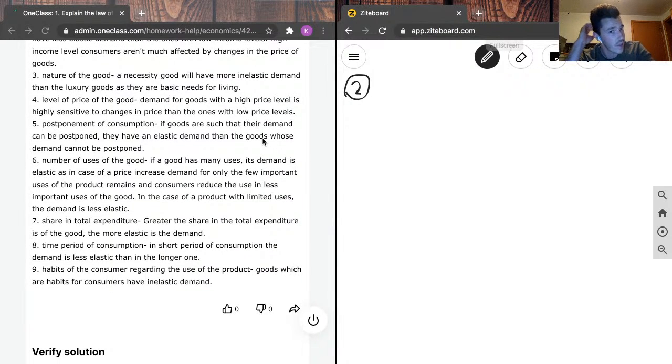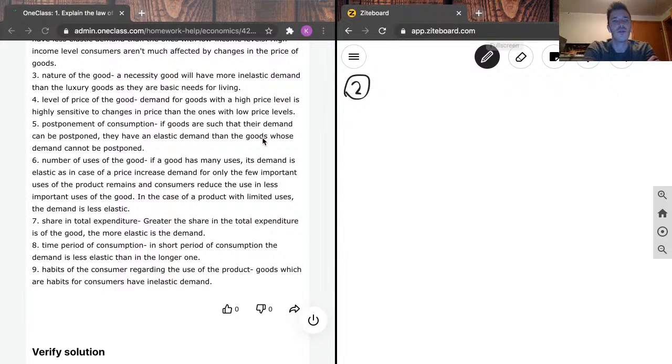Three would be the nature of the good. A necessity good will have more inelastic demand than the luxury goods, as they are basic needs for living. So if your income were to decrease, you're not going to stop eating food. You need food to survive, so that's a pretty inelastic good. But if you were to take a huge hit to your income, you might buy less video games.